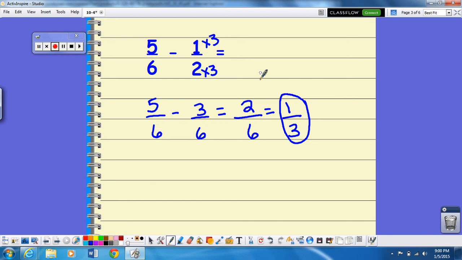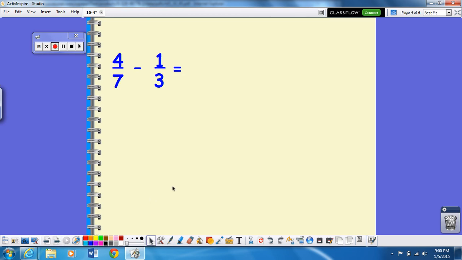Okay, remember, always look at your answer, always, and make sure that it's in lowest terms. In this case, it is not. This is something you're going to have to ask yourself every time you do a problem. Could I reduce it any further? All right, 4/7 minus 1/3. When I come down to make my common denominators, I think they'll both go into 21.